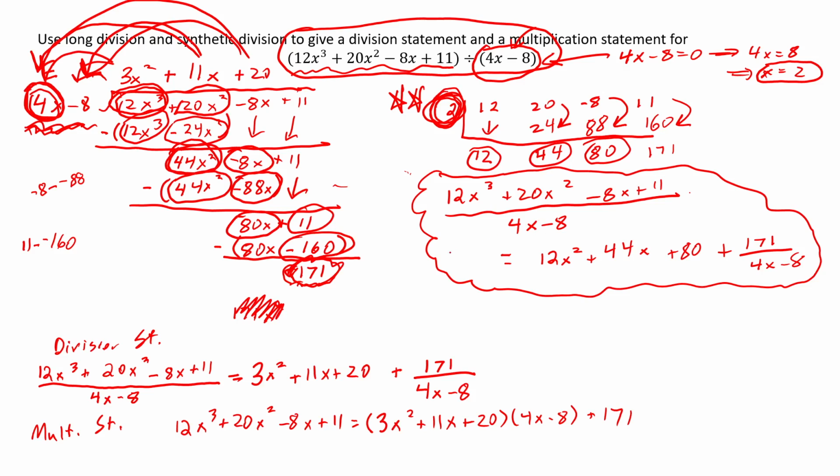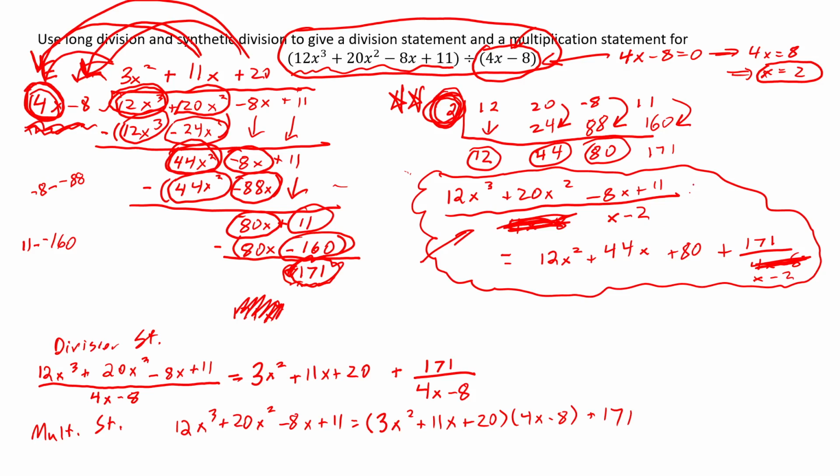So in my division statement, where I'm putting an arrow right there, I need to change this from a 4x minus 8 to an x minus 2. And similarly, I need to change underneath the 171, instead of a 4x minus 8 there, I need to change that to an x minus 2, because that's all I really did. If you have a 2 in front, you've divided by x minus 2, not by 4x minus 8.